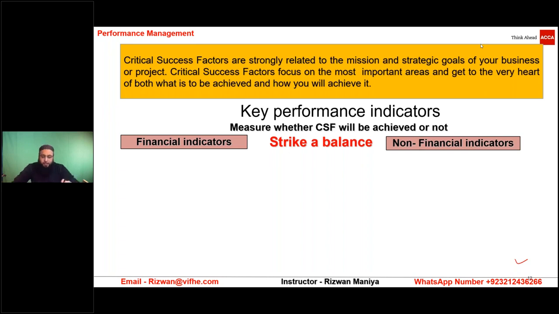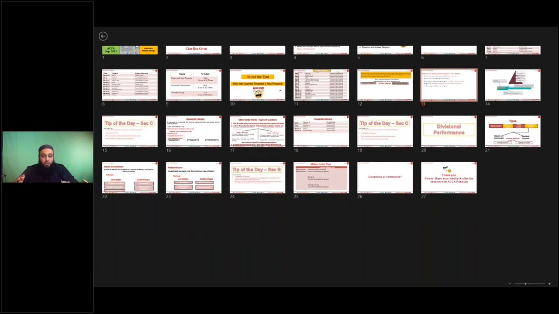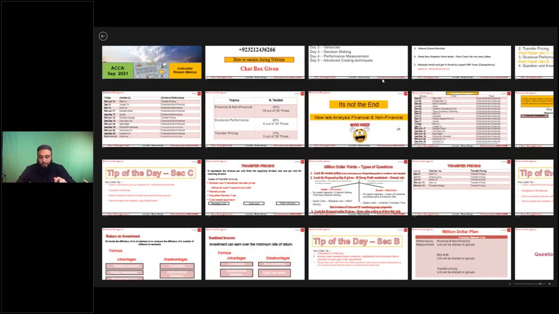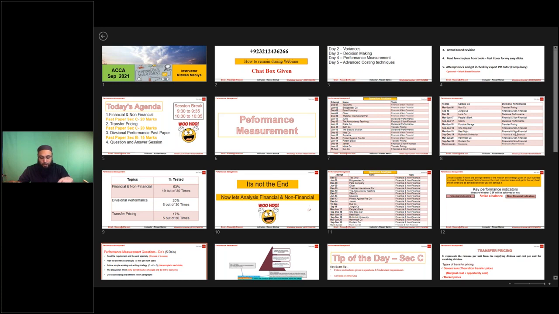So as I was telling, every business has certain critical success factors like quality, like comfort, like taste, like ambience. Now to check whether we are achieving our CSFs or not, we need to have KPIs, key performance indicators. These are basically the measures that check whether we will achieve the CSFs or not, right?